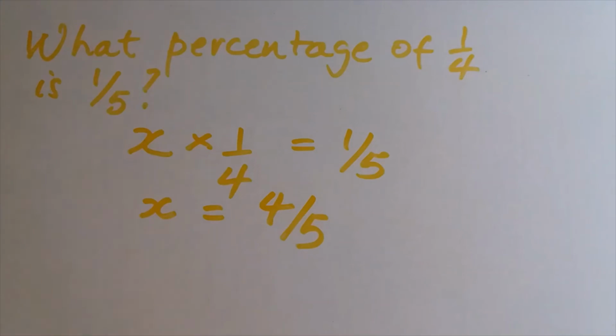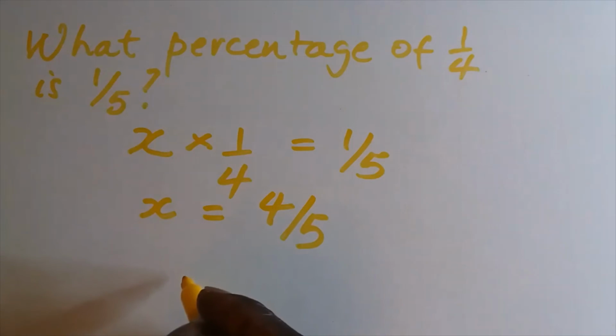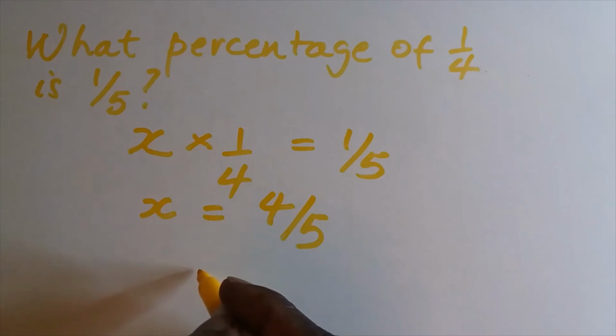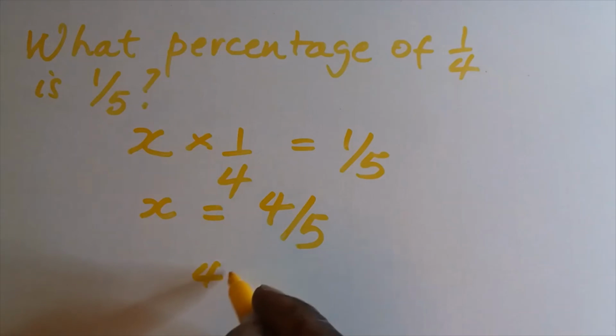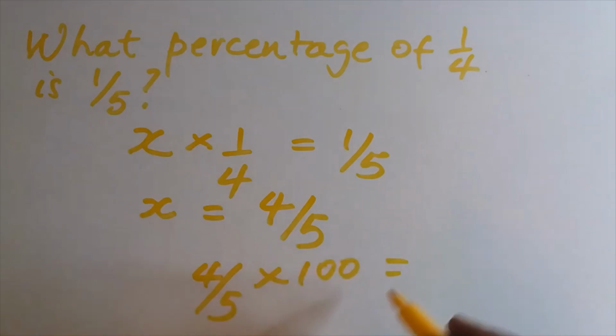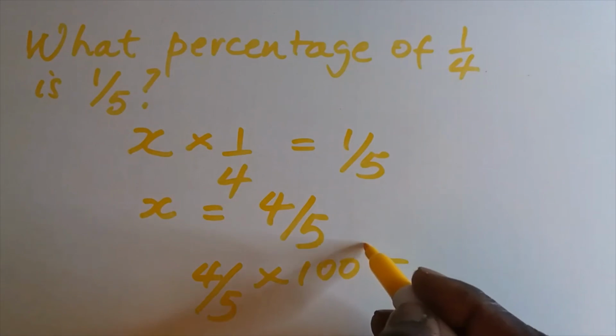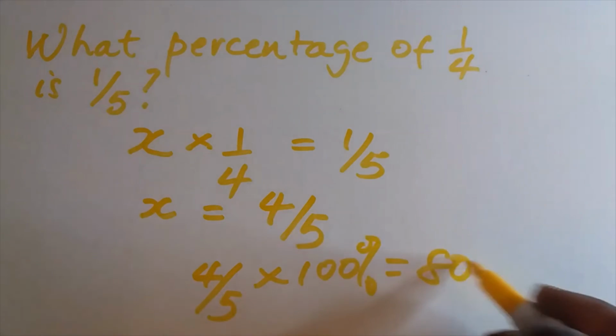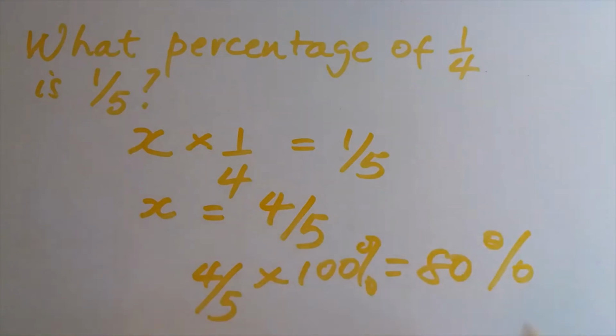To convert this to a percentage, we multiply by 100. So our percentage now is 4/5 times 100, which gives us 400/5, which gives us 80%. So that's the answer. What percentage of a quarter is 1/5? 80%.